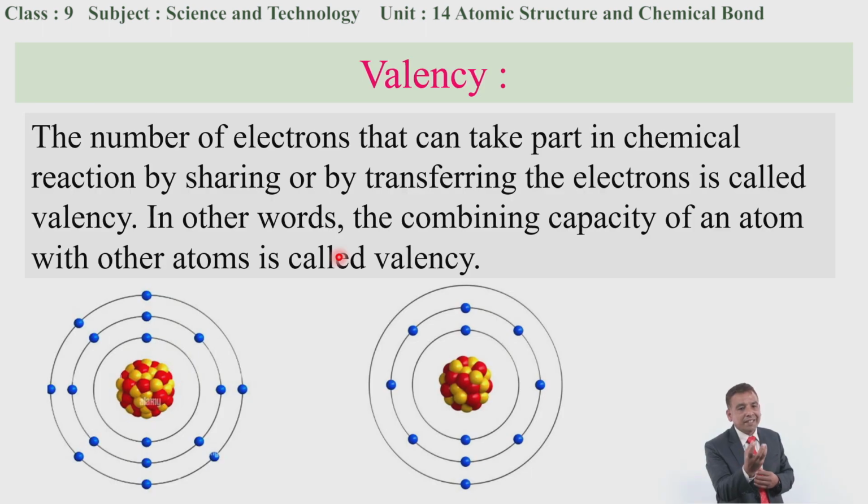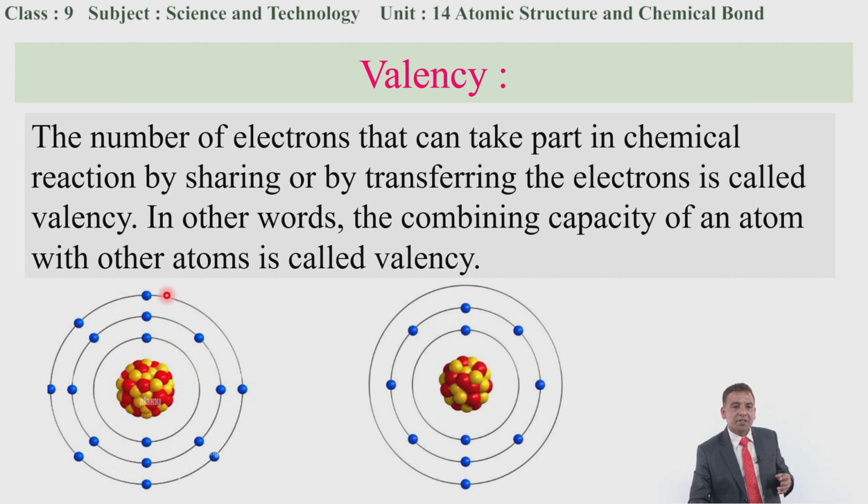So you can see here, I have given two atomic models. The number of electrons that can take part in a chemical reaction by sharing or by transferring electrons is called its valency, or the valency of the respective atom. How many electrons can the atom share or transfer from one atom to another atom? It matters for its reactivity, as well as for the combining tendency of the atom.